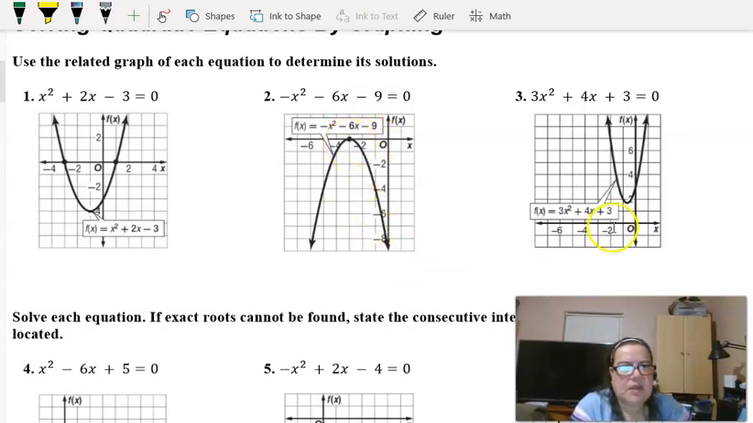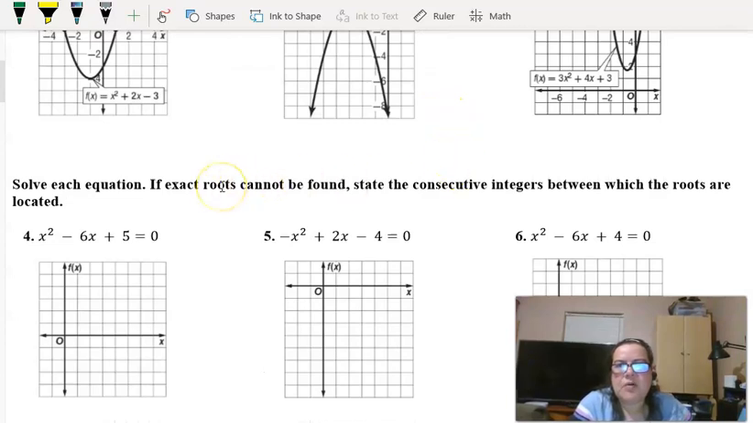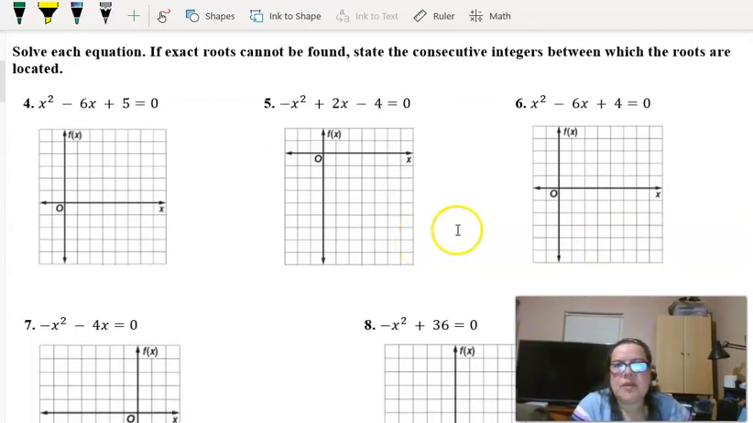So those are the kind of things you're going to be looking out for here. Obviously, see, it does not even touch the x-axis, so there are no solutions. So the words solutions, x-intercepts, zeros, and roots all mean the same thing. And notice how we solve each equation. If you can't find the root, just state whatever integers you see it between. It's between 1 and 2 or 2 and 3, etc. So those are the type of problems you're going to be working on.